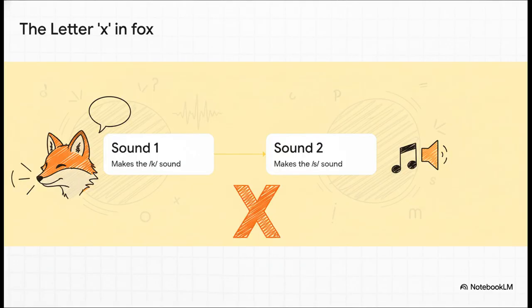Let's look at the letter X. Now, I want you to say the word fox really slowly, like focus. Hear that? Focus. That X at the end isn't one sound. It's actually a super fast combination of a K sound and an S sound smushed together. It's a little 2-for-1 sound package deal.